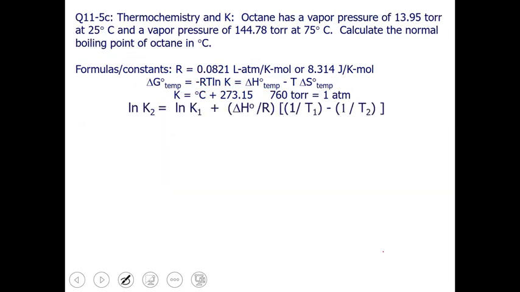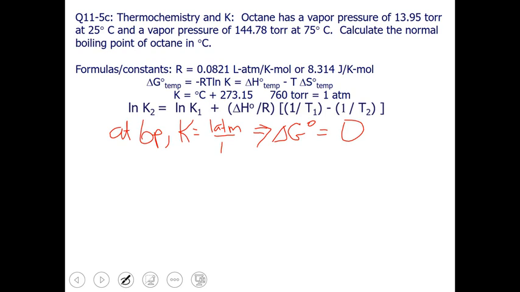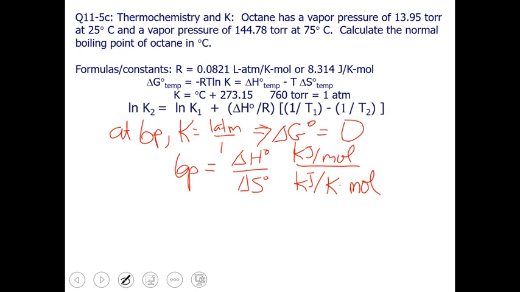Our last question asks us to get the normal boiling point of octane in degrees Celsius. Remember that at the boiling point, our vapor pressure will be 1 atmosphere. So K will be 1 and delta G naught will be 0. So our boiling point temperature will be delta H naught divided by delta S naught. Now, of course, in order to do this, make sure you use your delta S naught in kilojoules per Kelvin mole. And this will spit out your answer in units of Kelvin.